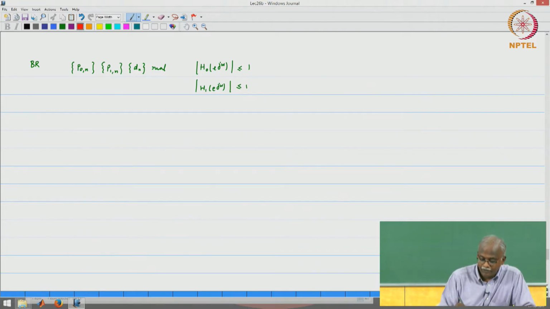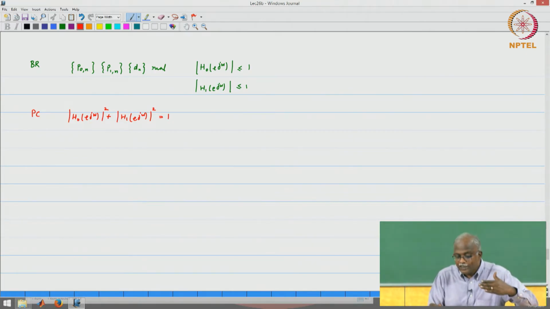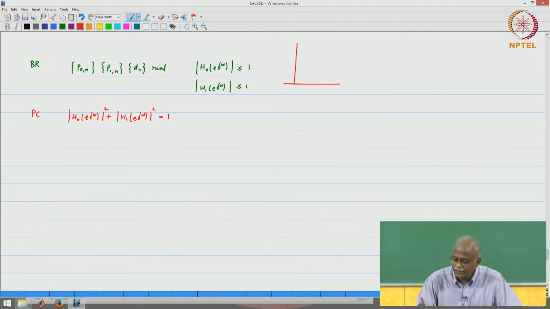Second condition, that they are power complementary, which basically says the magnitude of H0 of e to the j omega squared plus the magnitude of H1 of e to the j omega squared must be equal to a constant. Now, this is not counterintuitive, because they are power complementary and bounded, which means that wherever H0 touches the value equal to 1, the other one has to go to 0, only then can they satisfy it. So actually it will give you a nice picture if you want to visualize it.